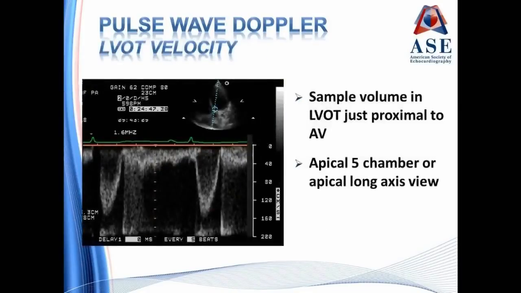In the apical 5-chamber view, we can measure LVOT velocity by placing the sample volume in the LVOT just proximal to the aortic valve. And again, that's in the apical 5-chamber view. Here, notice that the scale is quite different than the tissue Doppler. This is 40 centimeters per second. So a meter, this is 2 meters per second here, or 200 centimeters per second. And the velocity here in this patient in the LVOT is about 140 centimeters per second, or 1.4 meters per second.